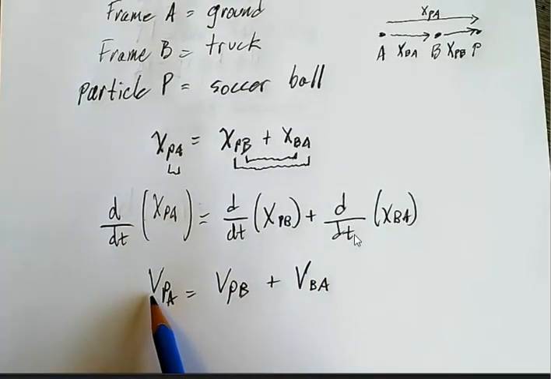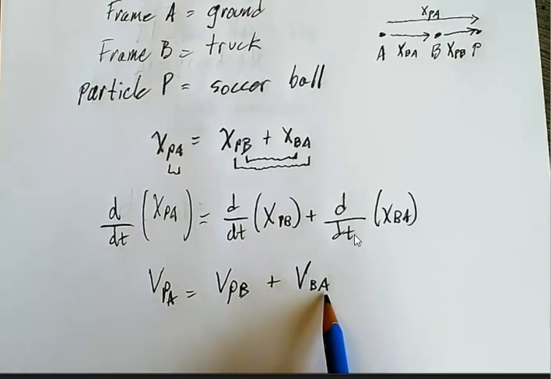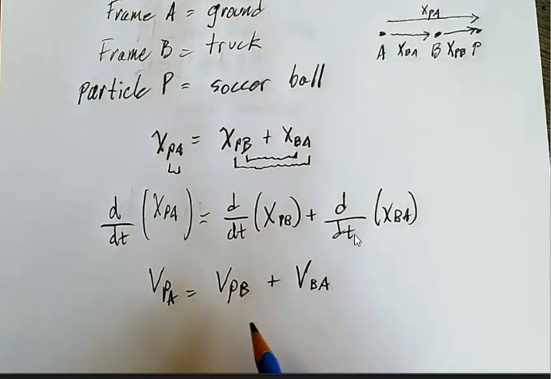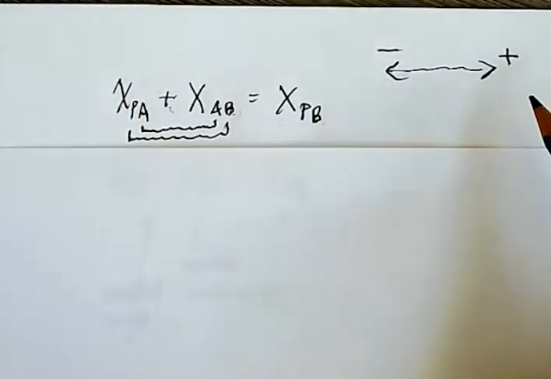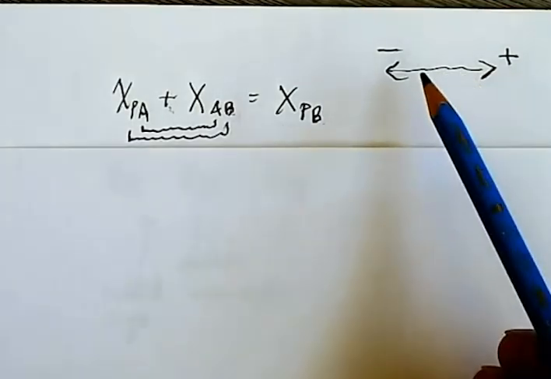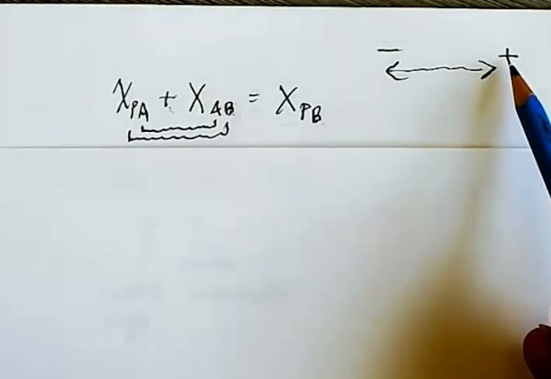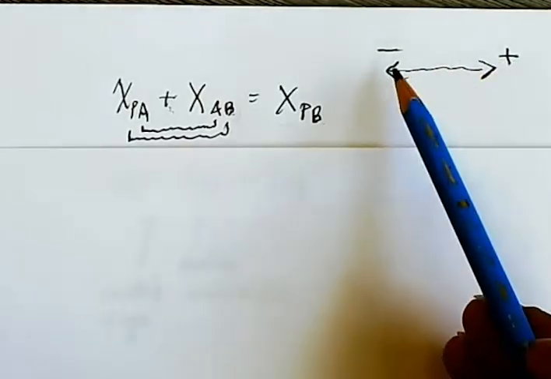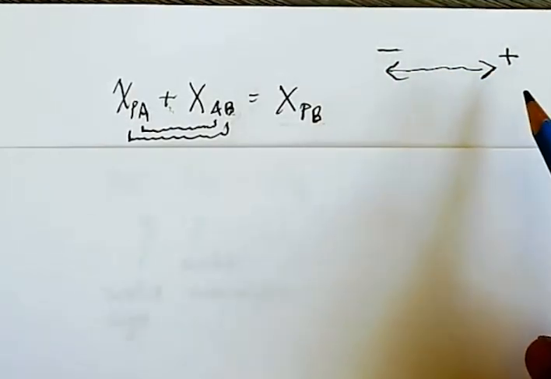And what I see is the velocity of the ball with respect to the ground is equal to the velocity of the ball with respect to the truck plus the velocity of the truck with respect to the ground. All right, we're working with vectors, so don't forget vectors have direction associated with them. For one-dimensional analysis, it's easy. We only have two possible directions, so I'm going to label one direction positive and the other direction negative. You can pick which way, it doesn't matter.